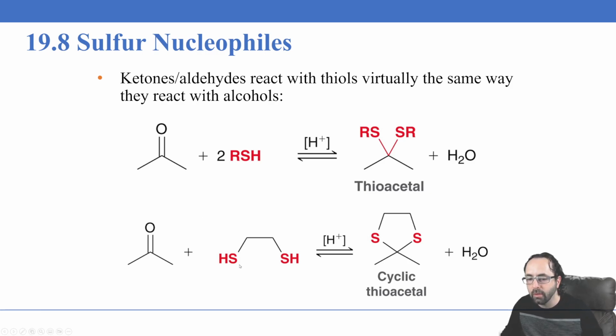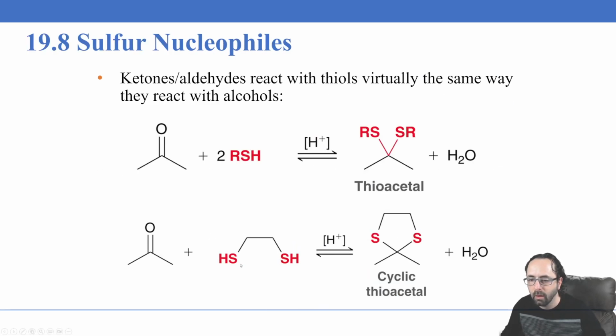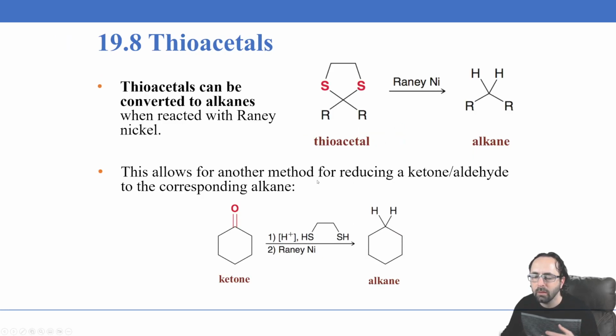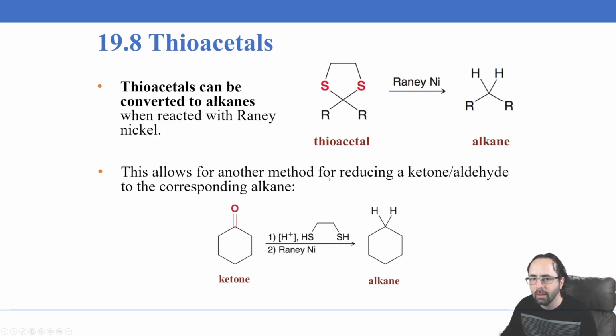We can also have, like we had diols, dithiols, and we can get cyclic thioacetals. And so the mechanism is going to be analogous here to that of the acetals, the formation of the acetals from the carbonyls. And there's also a way to reduce and add hydrogen here to the ketone via this mechanism.